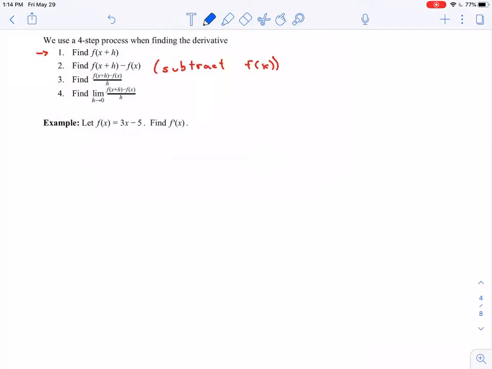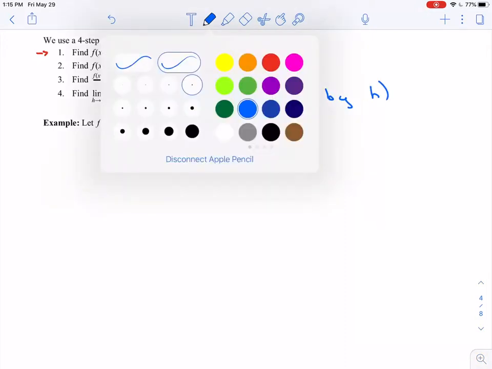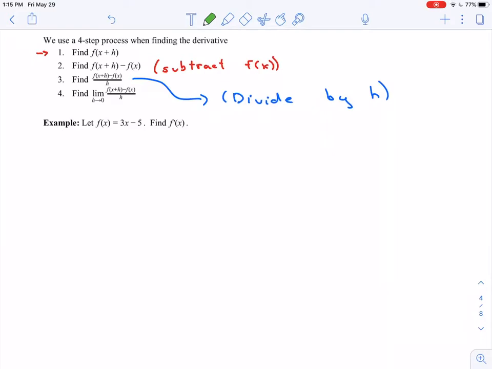Step 3, we want to find f of x plus h minus f of x, divided by h. This really means, hey, we're just going to divide by h what we found in step 2. And then in step 4, we want to take the limit as h approaches 0 of your function. So these are the same 4 steps that we did earlier back in 2.1 when we were talking about limits of difference quotients. Here we're just applying them to a general function.